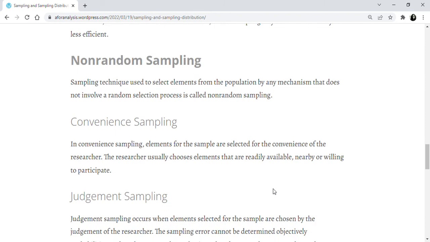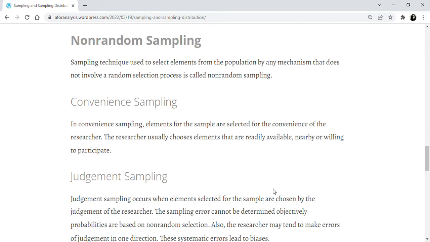Then comes non-random sampling. Non-random sampling we already talked about, where the probability of one unit being chosen for the sample is not always equal. So it's not random. Convenience sampling, judgment sampling, these are a few types of non-random sampling. These are also used sometimes, but not very reliably, of course.